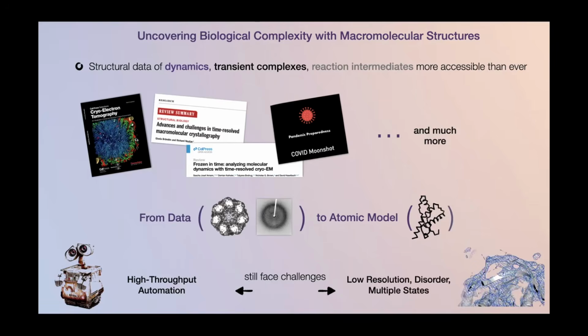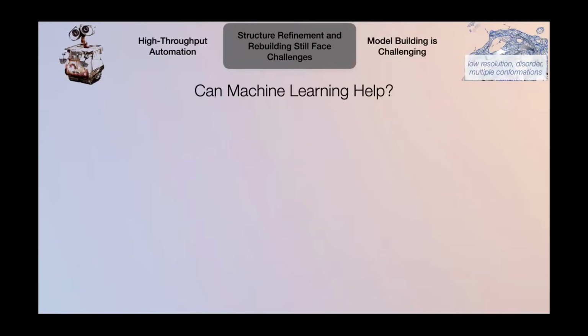And then of course we still struggle when the data is lower resolution, either for hardware reasons or because we have disordered regions or multiple states overlapping. And I think, like quite a few others in the field, we started wondering with these new machine learning models that have become available that can accurately predict protein structures, can machine learning help?